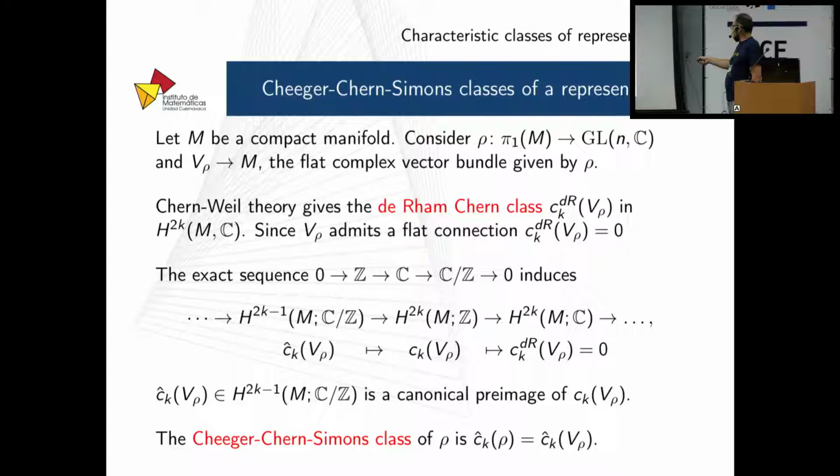This has to do with the Cheeger-Simons differential character group, but I don't have time to explain this. There is a precise pre-image, which is called the Chern-Cheeger-Simons class, and it lives in the cohomology group one degree less, with coefficients in C mod Z. So we have the usual Chern classes and these secondary characteristic classes. They are called secondary because the Chern class is zero.